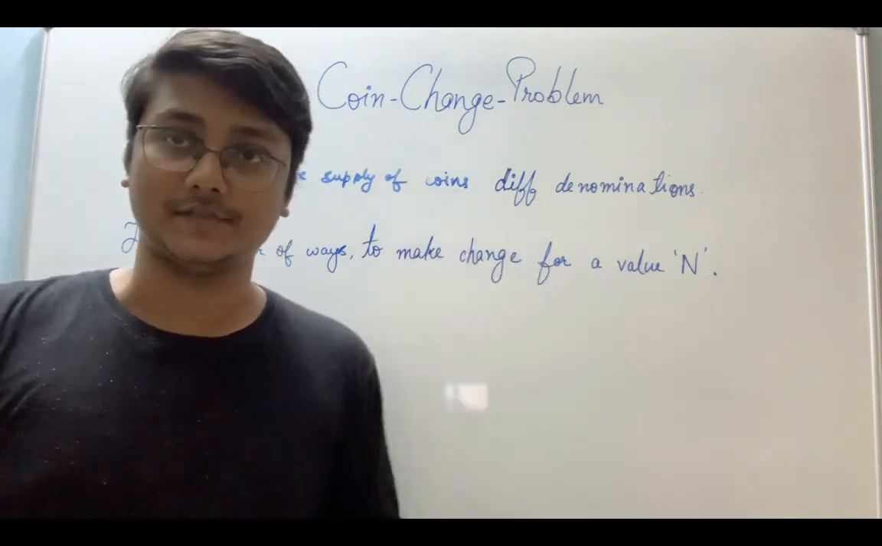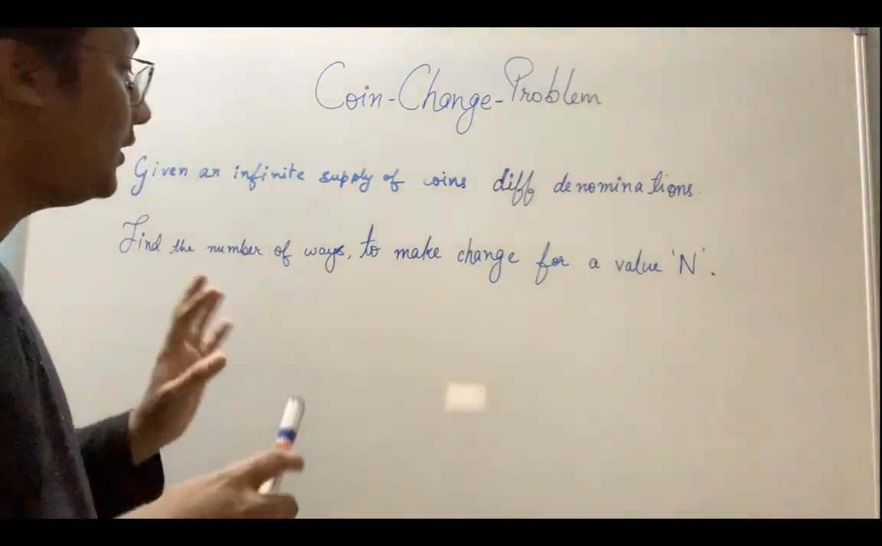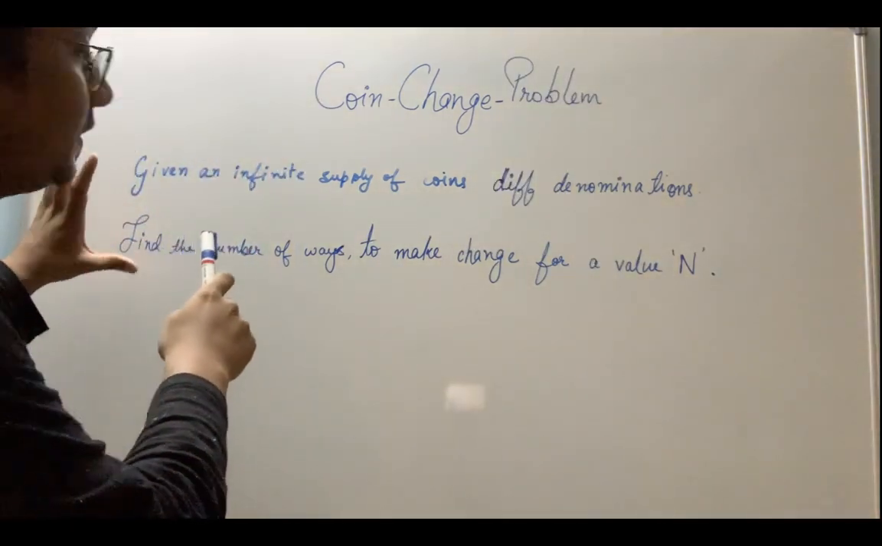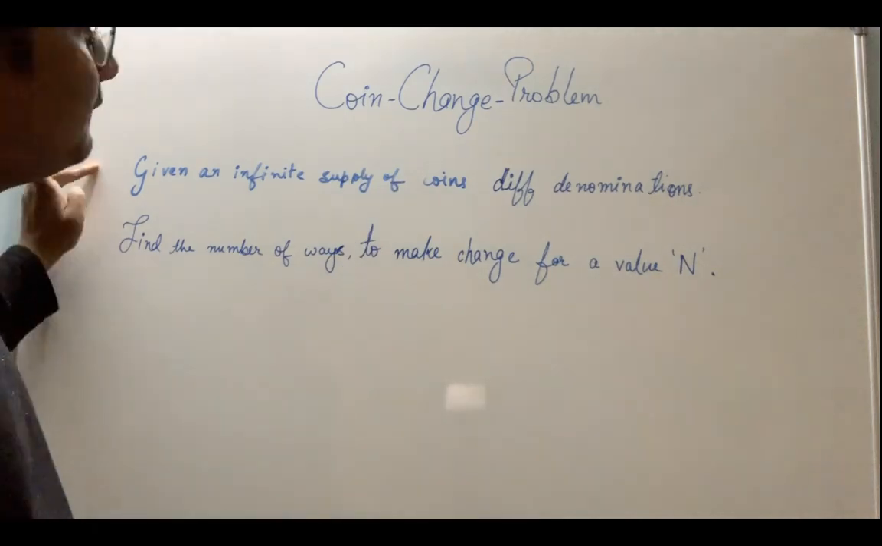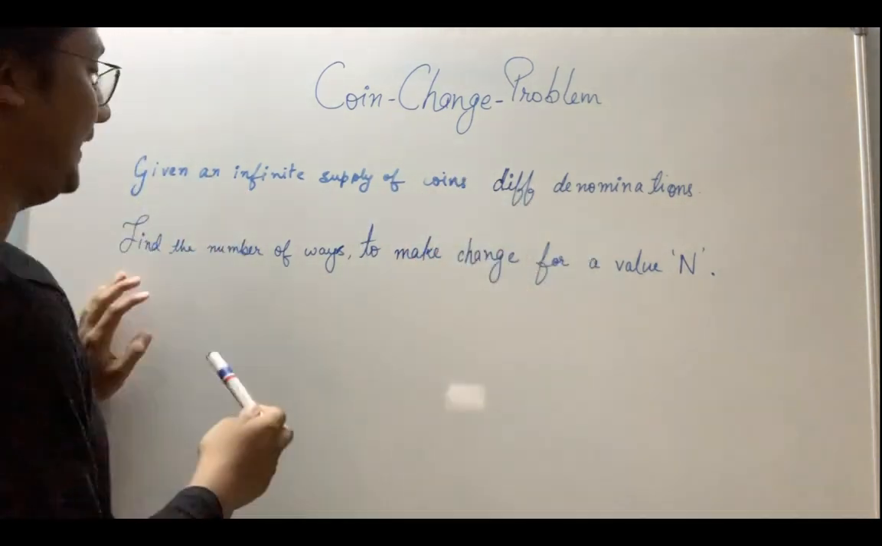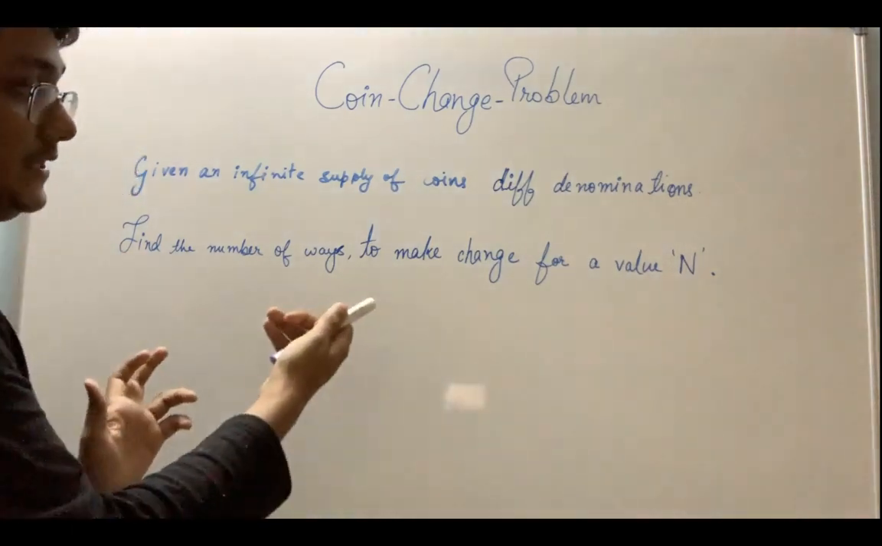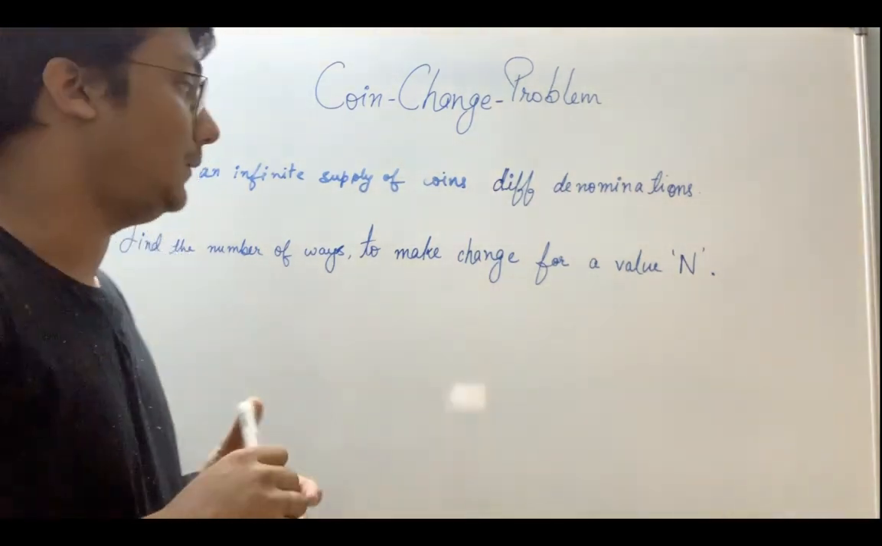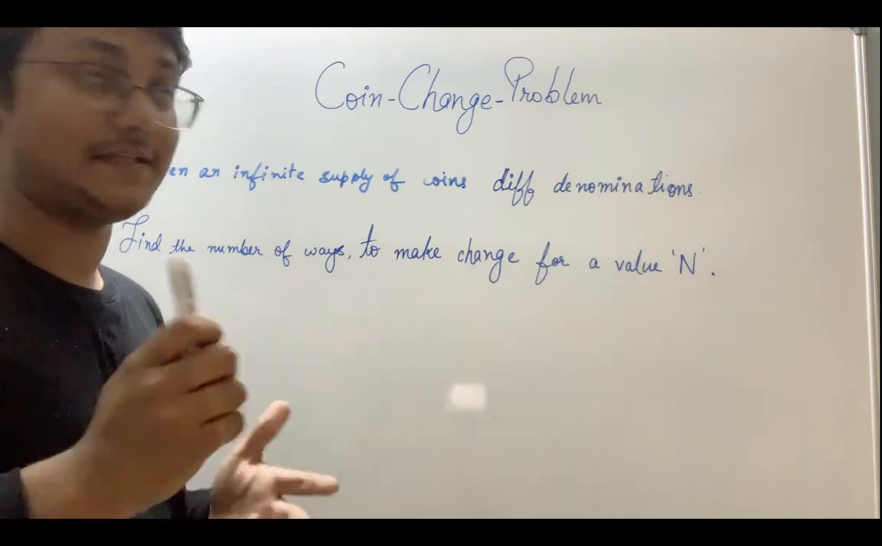So let's look at the problem statement first. This is the problem statement for the coin change problem, which says: given an infinite supply of coins of different denominations, find the number of ways to make change for a value n. Let's try to understand what this problem statement is asking for.